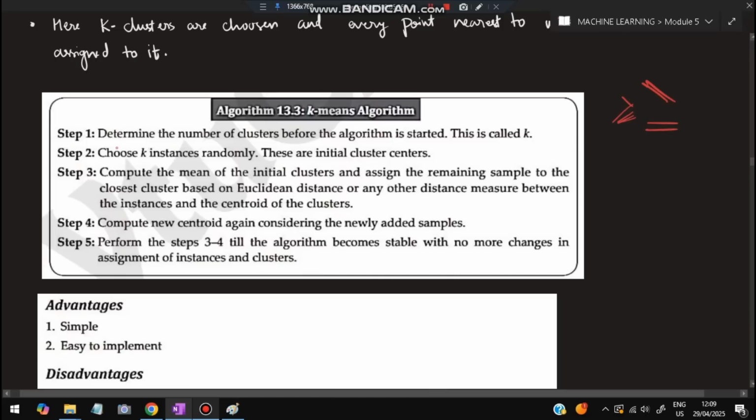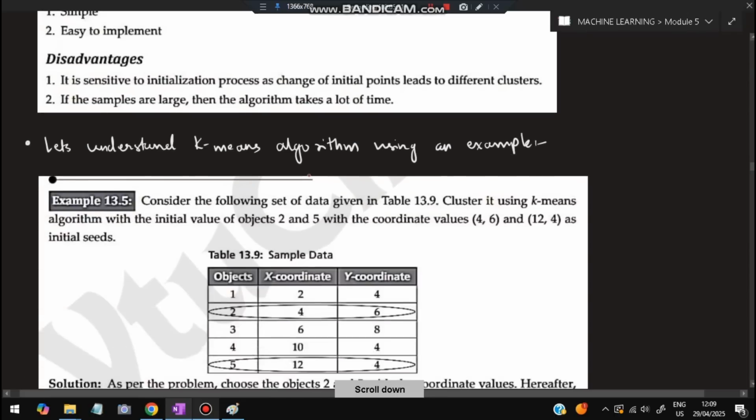And the algorithm is also very straightforward. Determine the number of clusters before the algorithm is started, choose k instances randomly, compute the mean of each instances, and find out the centroid. Again repeat the procedure until the centroid remains constant. We'll take an example and understand so that it will be easy.